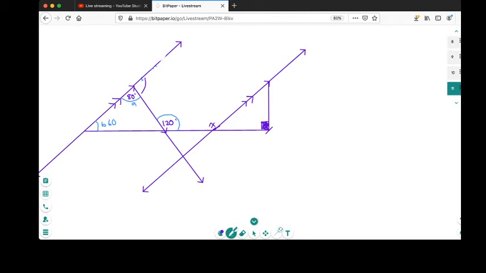100. Because 180 minus 80 is going to be 100. And then I know that over here, using my interior angles rule, this is also going to be 100.